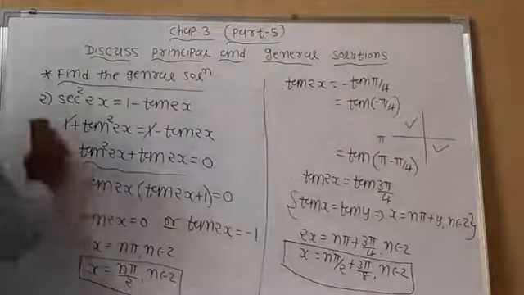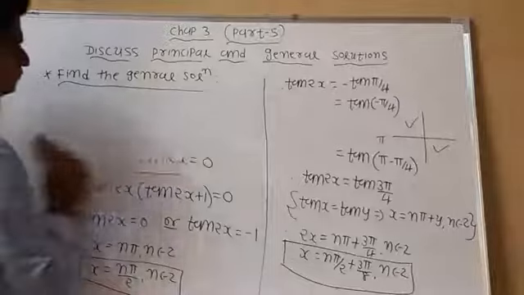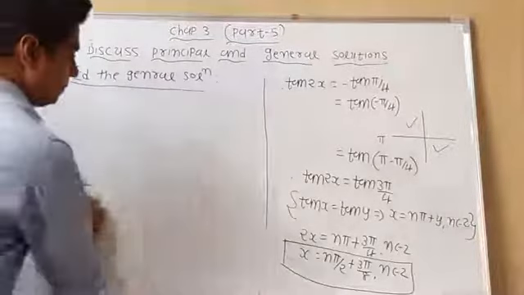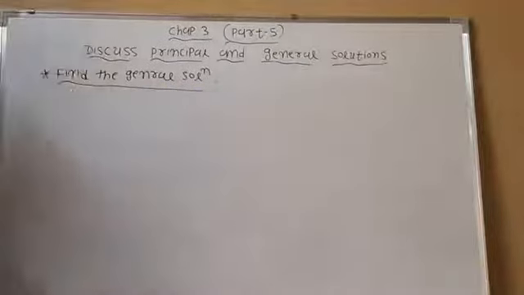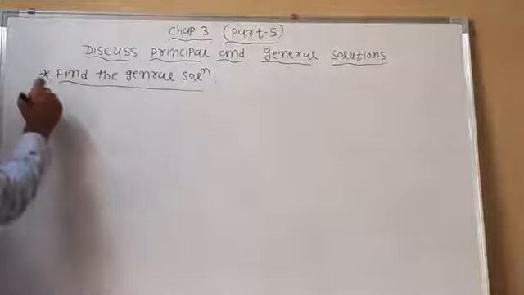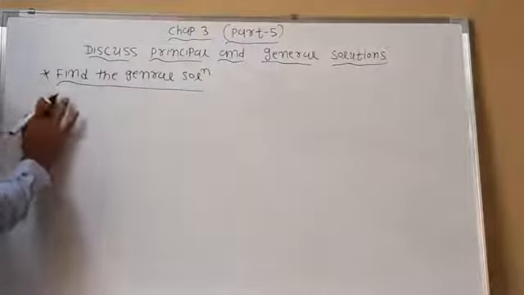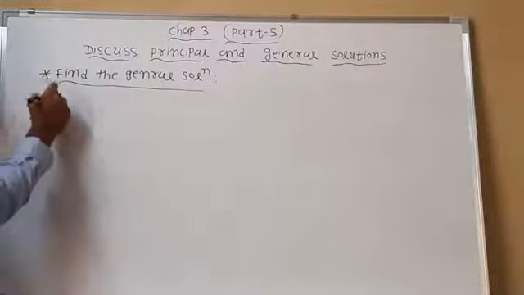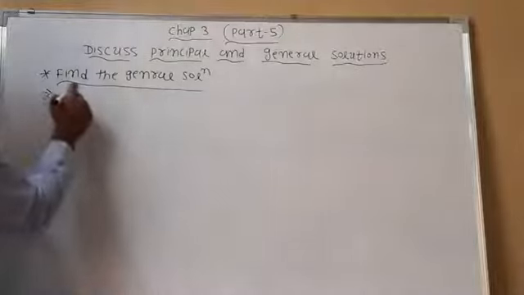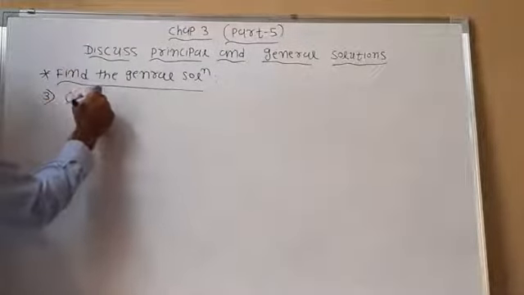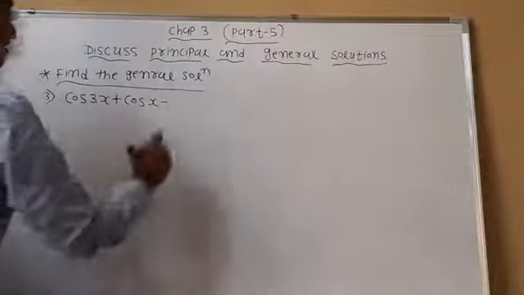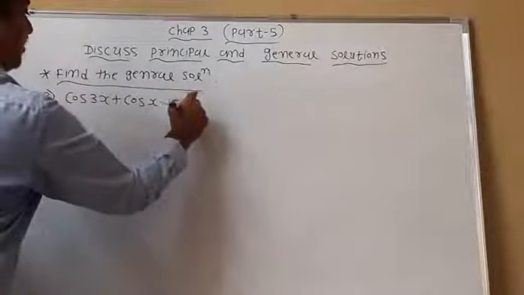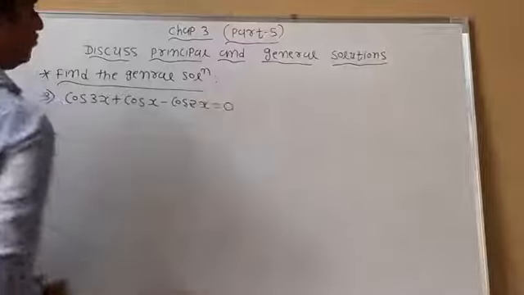Next question. Question number 3. Cos 3x plus cos x minus cos 2x is equal to 0.